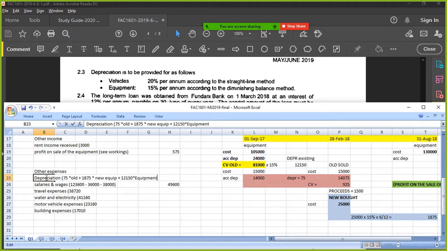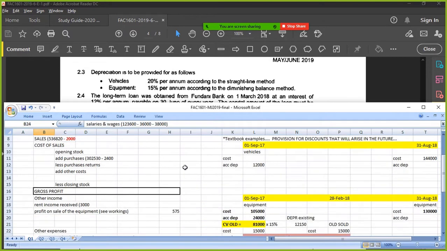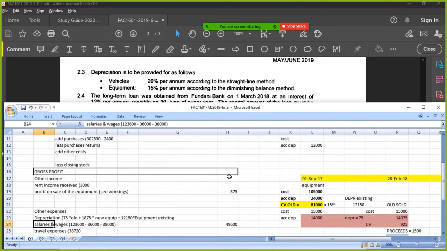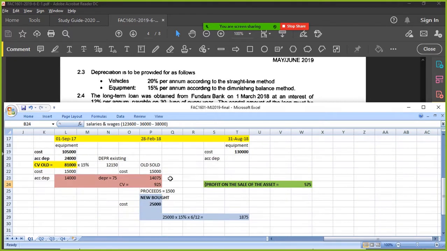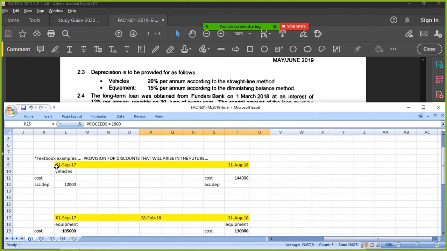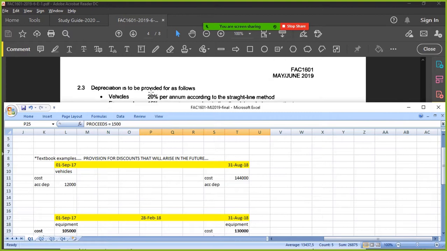Equipment existing. All right, this is going to get quite long. Let's move this across. There we go, that's better. Okay, so have I dealt with my equipment? Yes, I've got the existing done. Old sold, got it. Profit on the sale, yes. And the new, perfect. All I need to do now is just the vehicles.